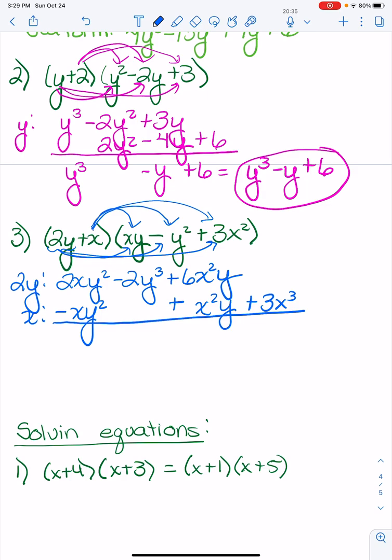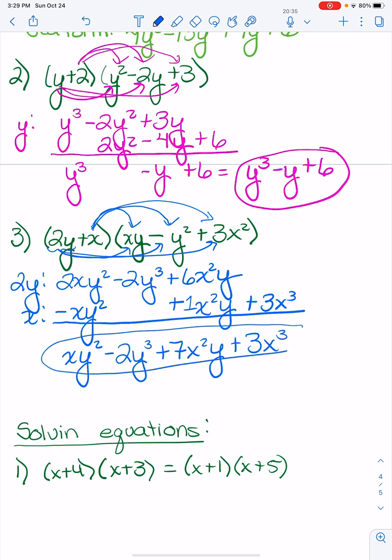So 2xy squared minus an xy squared gives me just 1xy squared left over. Minus 2y cubed, not doing anything with that. 6x squared y plus 1x squared y is 7x squared y plus 3x cubed. Perfectly good answer. This one's a little trickier about standard form. Sometimes we like to pick a variable that we're going to descend and then the other one will ascend. So watch this one. I would do it like this.